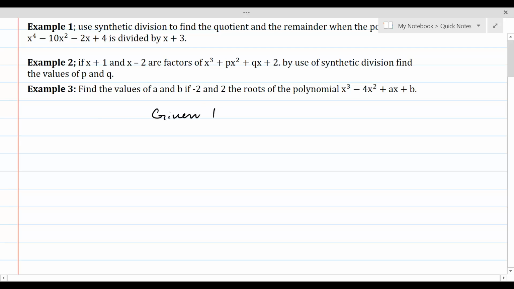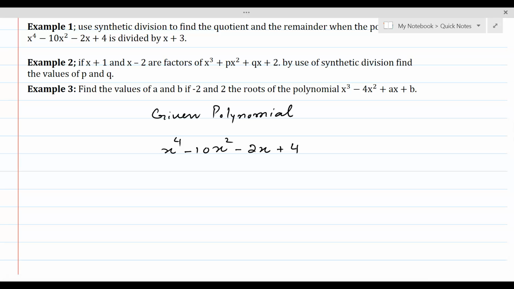The given polynomial is x4 minus 10x square minus 2x plus 4. This is a polynomial of degree 4 and the term x cube is missing.